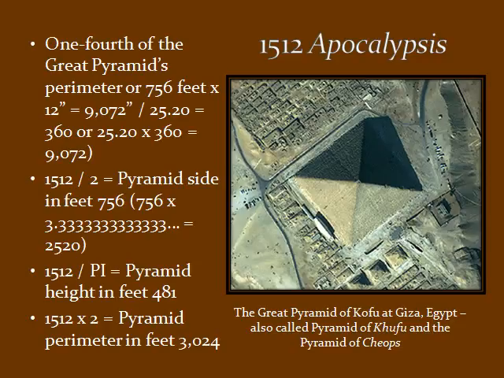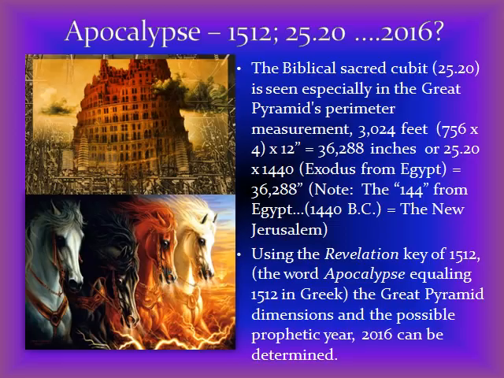3,024. The Great Pyramid of Khufu at Giza, Egypt, also called the Pyramid of Khufu and the Pyramid of Cheops, is most definitely connected to the apocalypse. The apocalypse, 1512, and the sacred cubit, 25.20 inches, and the year 2016.